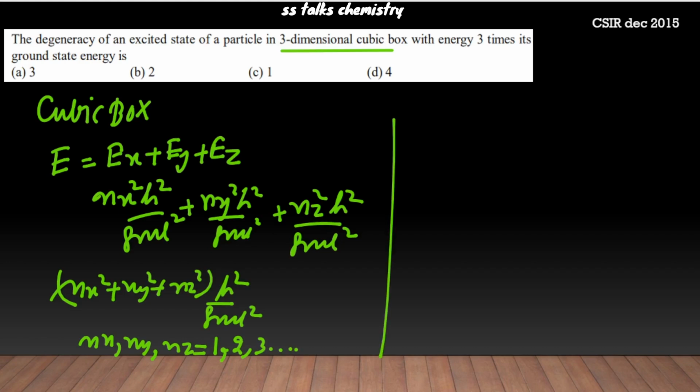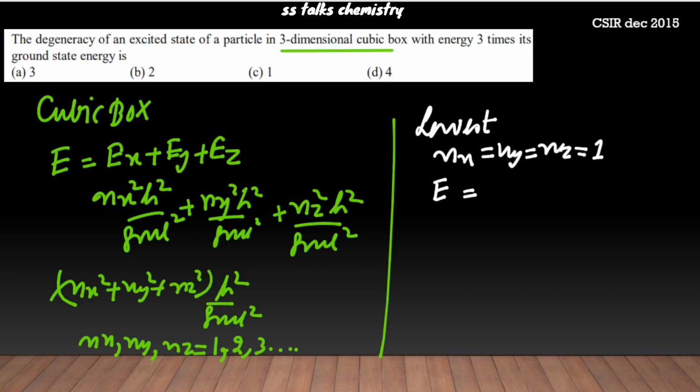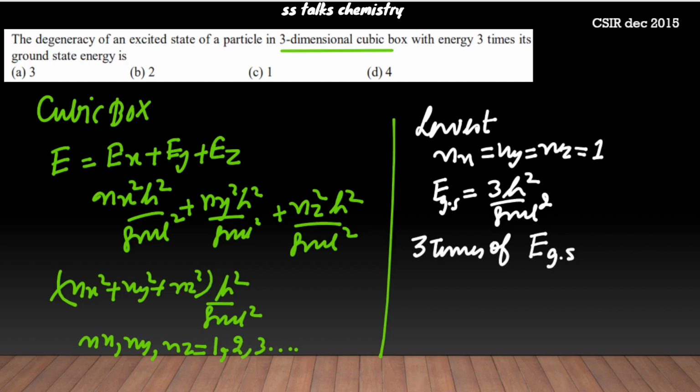So now the lowest energy level, nx is equal to ny is equal to nz, which is 1 only. So the energy corresponding to that you get 3h square upon 8 ml square of it, right? Now the energy we are having is 3 times this ground state energy. Okay, so that becomes 9h square, because 3 into 3h square upon 8 ml square of it. So that is going to be 9h square upon 8 ml square of it.